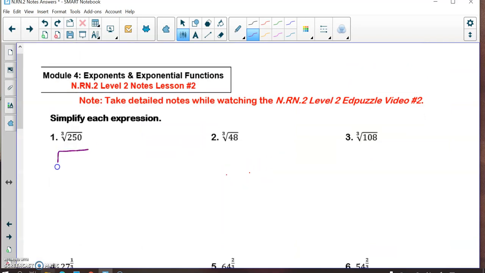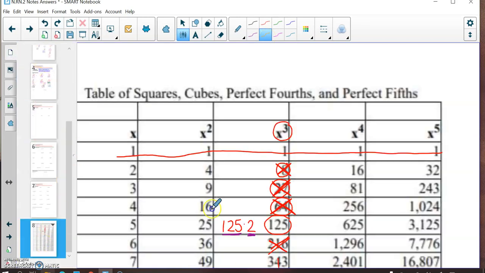So the cubed root of 125 times 2 is equivalent to the cubed root of 250. So I didn't change the value of the expression, I just changed how it looked. I split it up a little bit. Now, which one of these was the perfect cube? That was 125. So this is the number that I'm going to be working with.